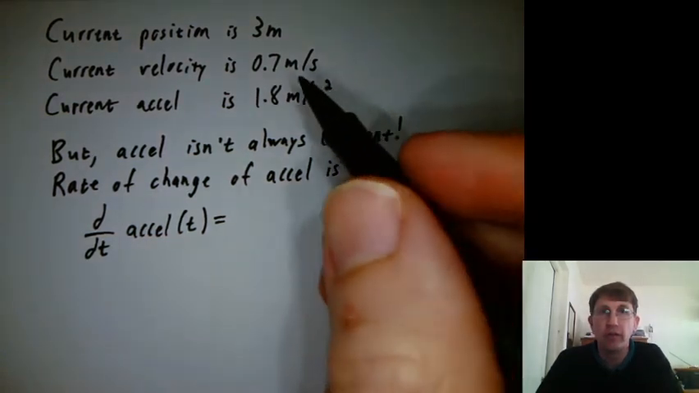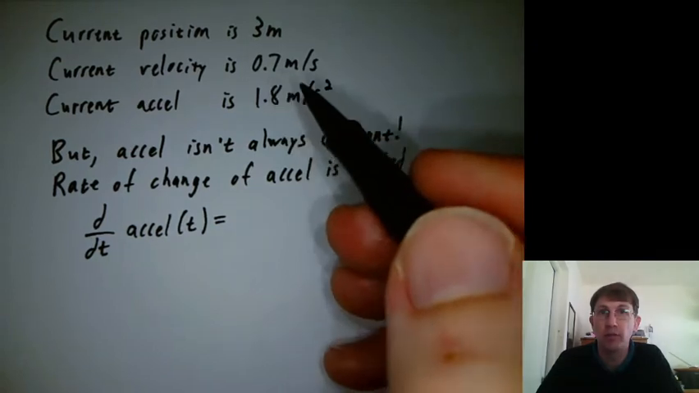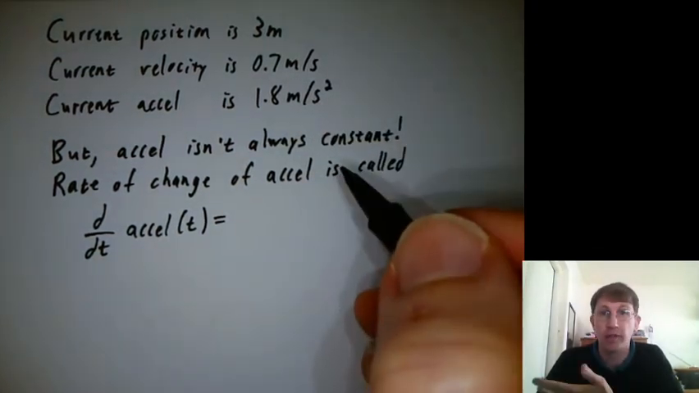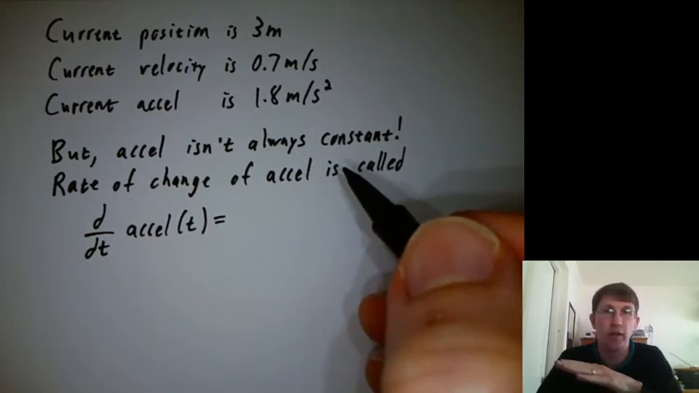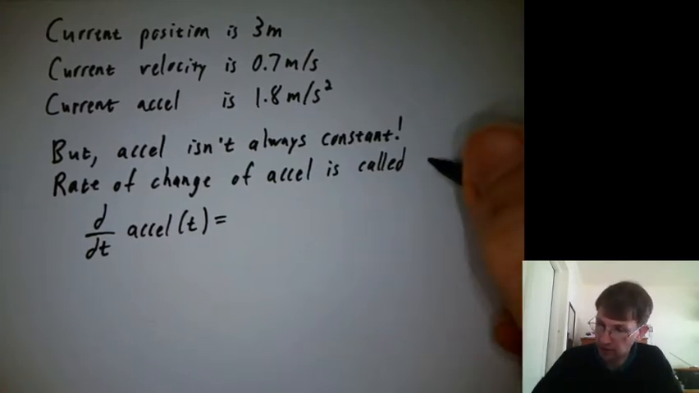So we were just saying for our self-driving car, the current position is 3 meters, the current velocity is 0.7 meters per second, the current acceleration is 1.8 meters per second squared, but acceleration isn't always constant, right? The robot or the human is applying the foot to the brake pedal, to the acceleration pedal, more or less at different times. So we have to think about what's the rate of change of acceleration, and that's called the jerk.